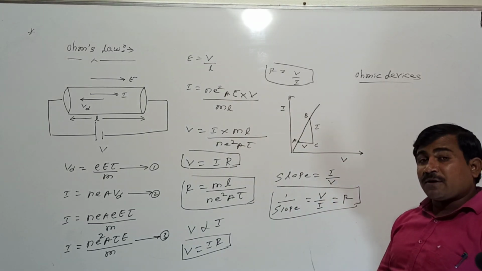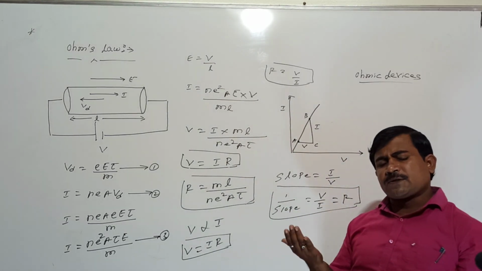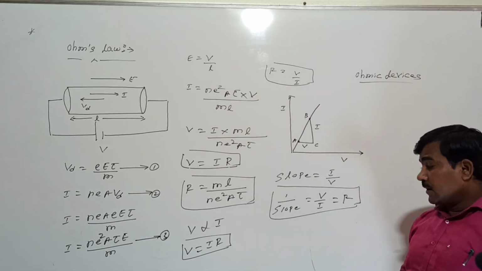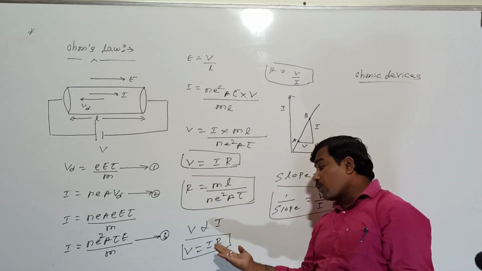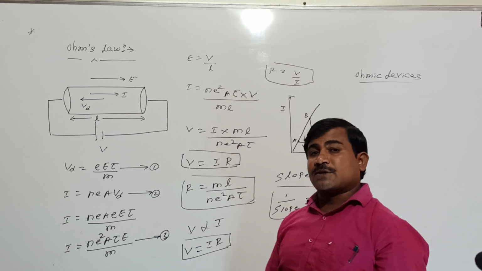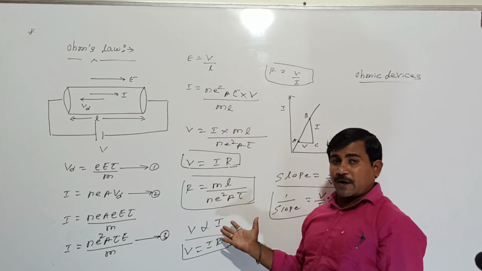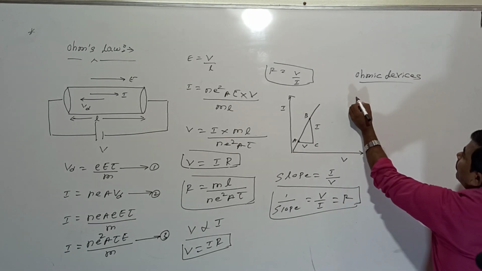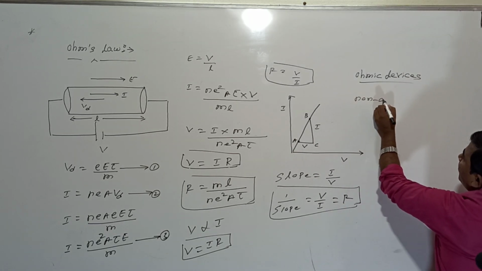Examples of ohmic devices are generally the metallic conductors. All metals are ohmic devices. Non-ohmic devices are the devices which do not obey Ohm's law. I mean, in those materials, the applied potential difference is not directly proportional to current. Those devices we are calling non-ohmic devices.